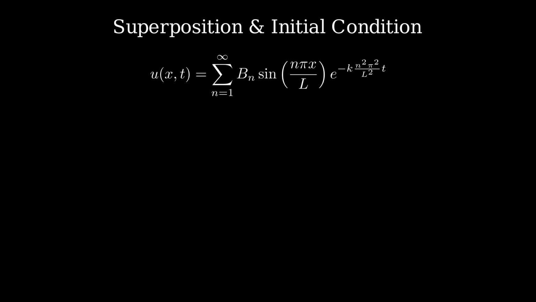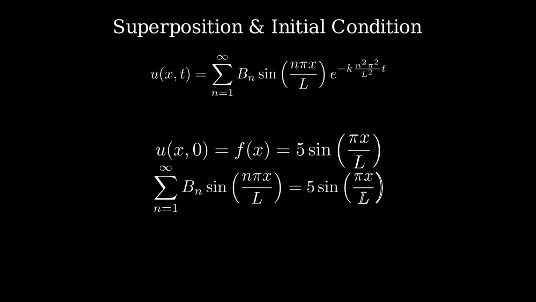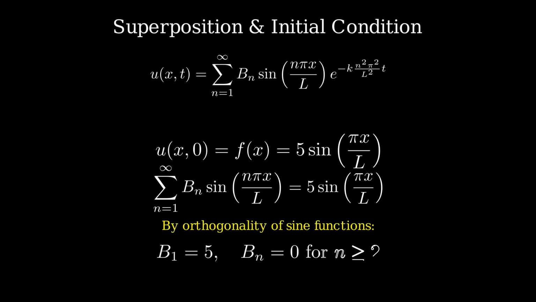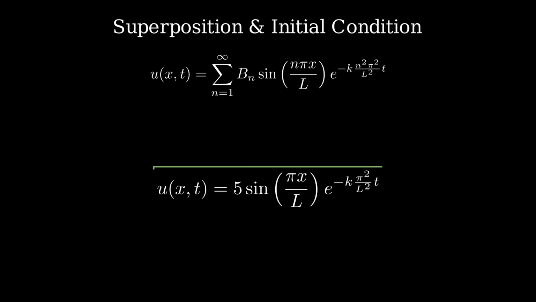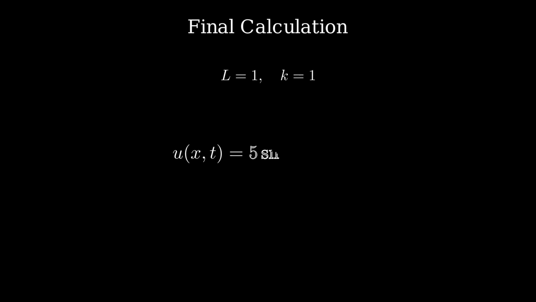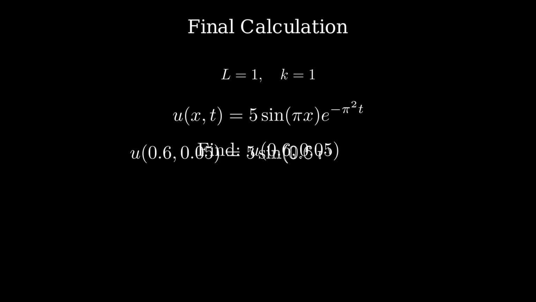This is a special case where our initial condition exactly matches one of the eigenfunctions. Therefore, our solution is simply u of x, t equals 5 sine pi x over L times e to the negative k pi squared t over L squared. With L equals 1 and k equals 1, our solution simplifies to u of x, t equals 5 sine pi x times e to the negative pi squared t.